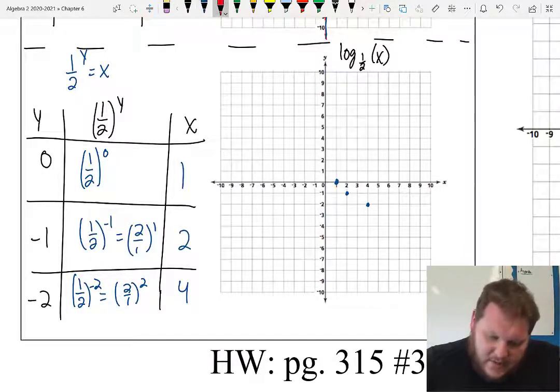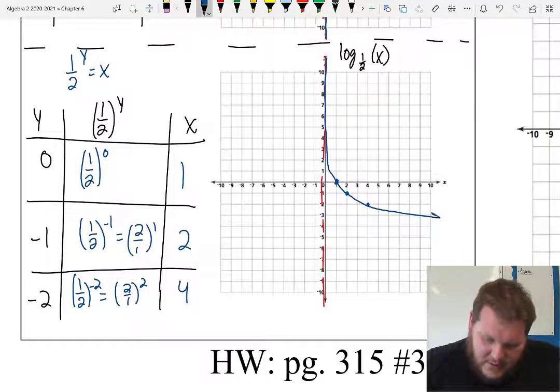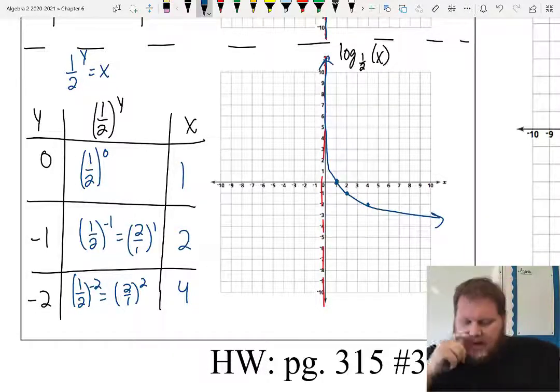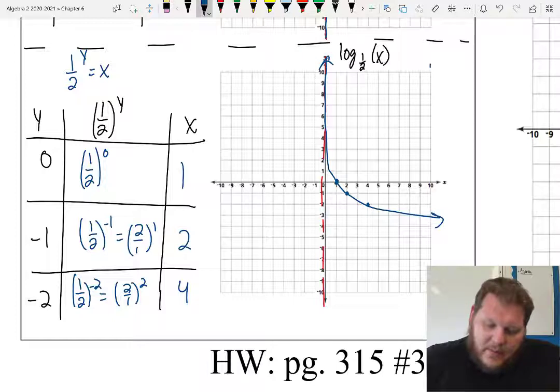So my asymptote is still right here at 0, that vertical, and then it gets close, curves away, and goes that way. Arrows on the end. So that's what my graph should look like if my base is between 0 and 1.